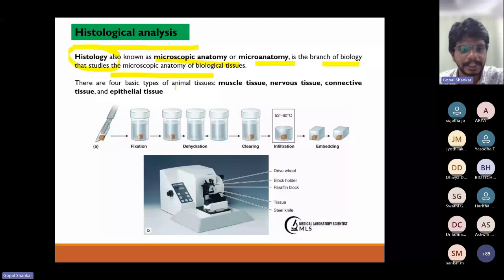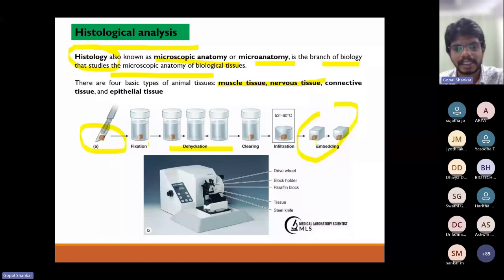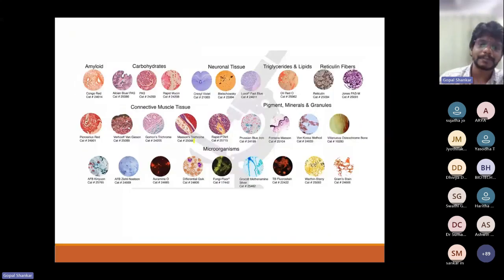So how do you do this? You take a piece of tissue, you fix them, dehydrate them, then you go for embedding. So then you have a microtome and you cut them. Then you fix them. There are multiple types of stainings. So one typical staining is called as your H&E staining, hematoxylin and eosin staining, which will give the cytoplasm and the cell content.